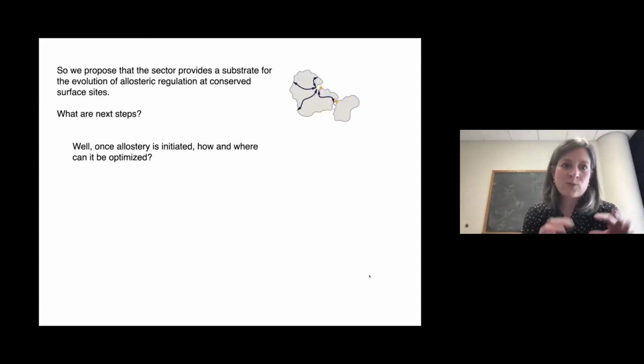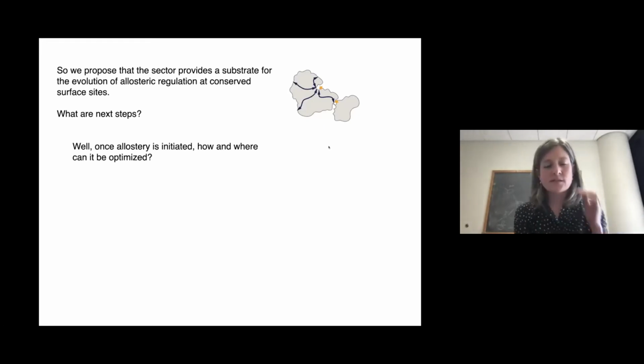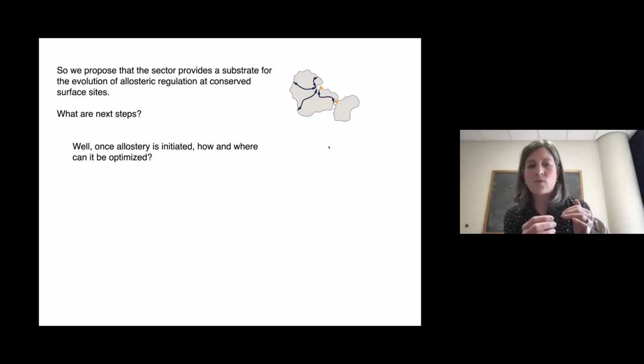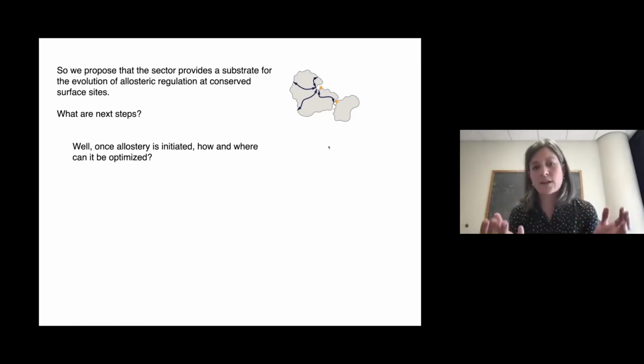Okay, so we're proposing that the sector provides a substrate for evolving new allosteric regulation at these conserved surface sites. And the question is, what are the next steps, right? Once you initiate this allosteric effect, we wanted to know how and where you can optimize regulation.